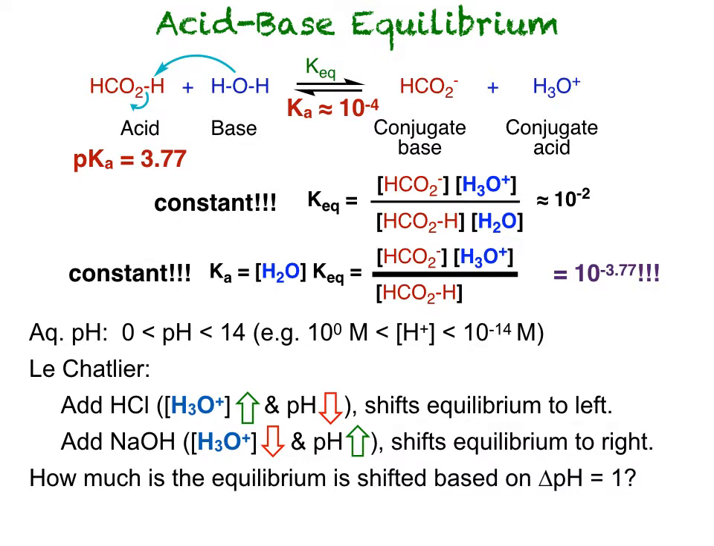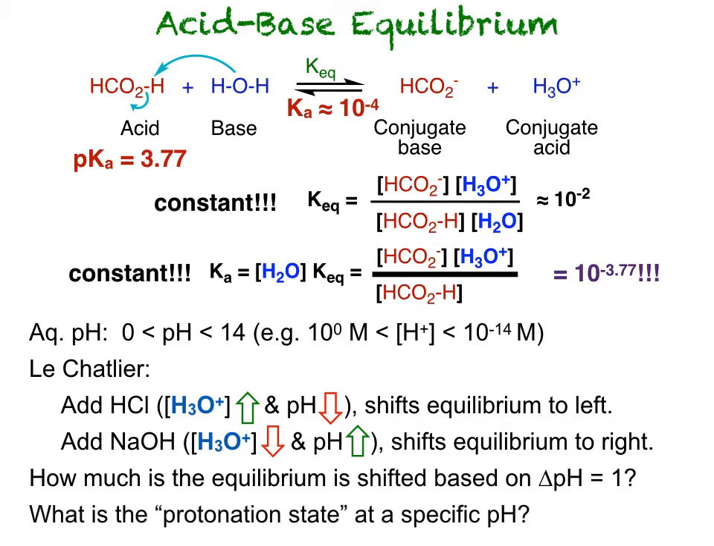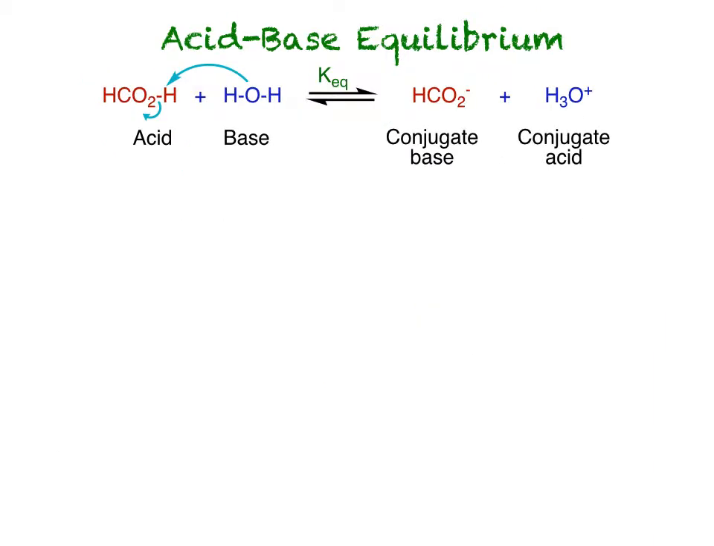How much is the equilibrium shifted based on a change in pH of 1 unit? That's something we'll talk about in the next couple of slides. And what is the protonation state at a specific pH? That means the following. If we look at the above expression, the protonation state on the left side is we have the acid protonated. On the right side, it's deprotonated. That is, the conjugate base lost the proton. And so the protonation state is either neutral or negative in this particular case. We'll use that kind of language, not a heck of a lot, but a little bit.